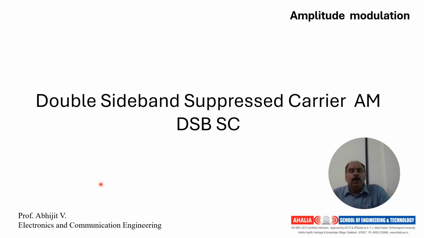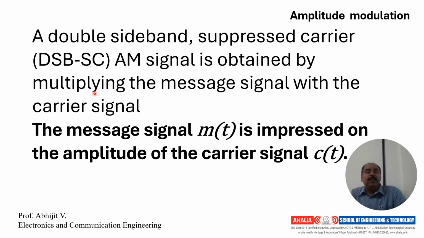So let us see in detail what is double sideband suppressed carrier amplitude modulation. What is the advantage? Why should we suppress the carrier signal? We'll see this in detail. A double sideband suppressed carrier amplitude modulated wave is obtained by multiplying the message signal with the carrier signal. I told you there are two signals, the message signal and the carrier signal. We are multiplying the message signal with the carrier signal so that we get the double sideband suppressed carrier amplitude modulated signal. Let the message signal be denoted as m of t, and it is impressed upon the amplitude of the carrier signal called c of t.